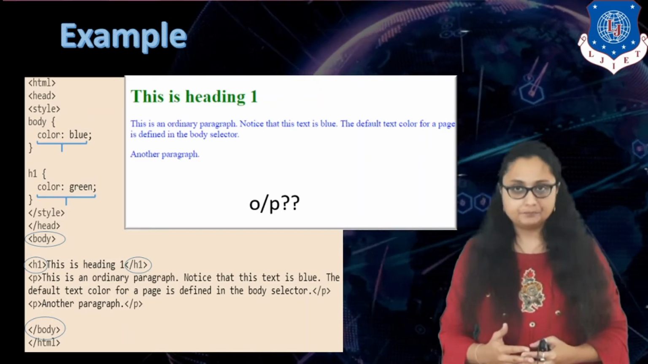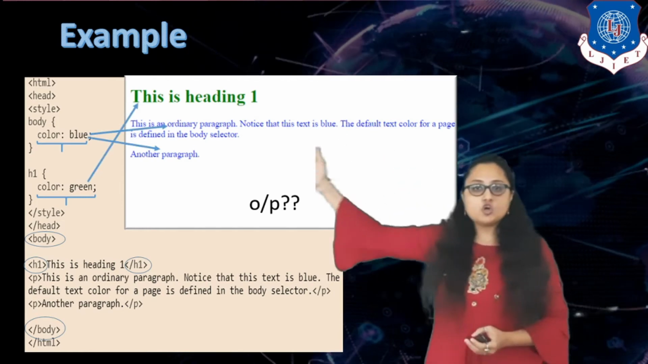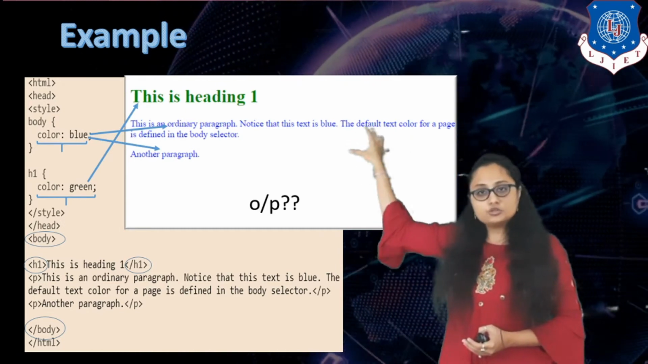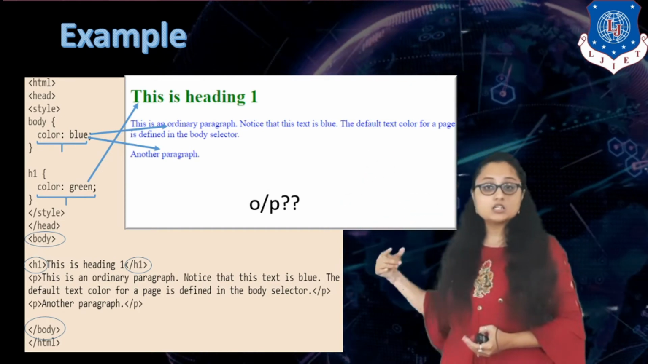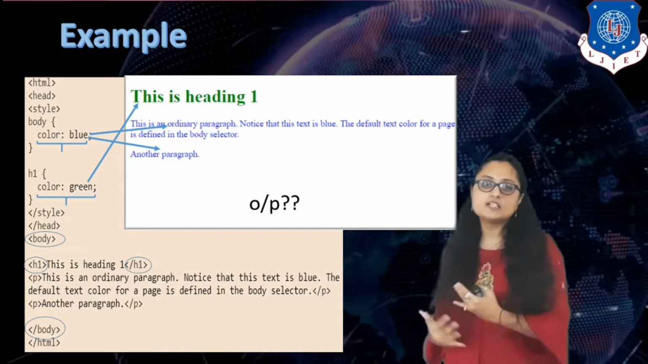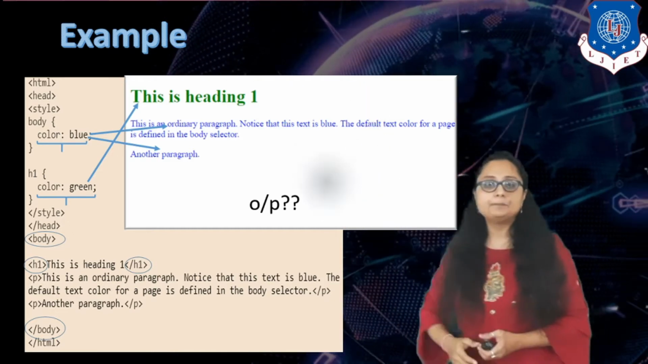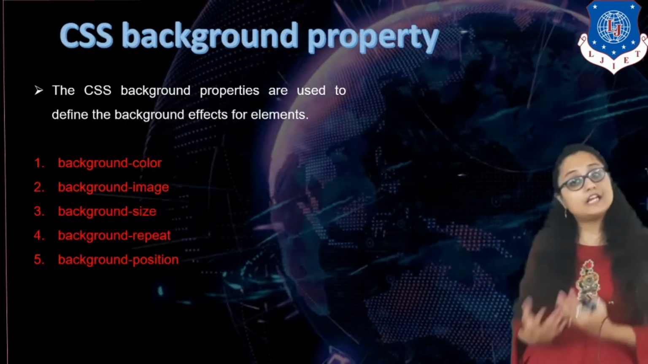that we have seen. Okay, so here you can see that because the body color I have given blue, due to that both paragraphs have been given blue color, but which is overridden, yes, because the heading's color I have explicitly and separately specified as green color, it is taking green. Now let us study background properties.